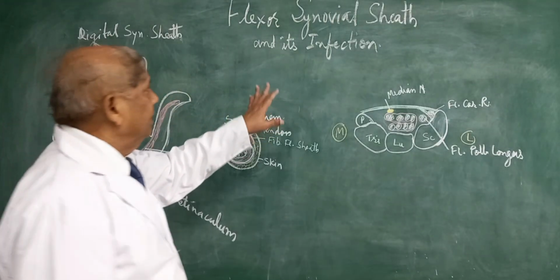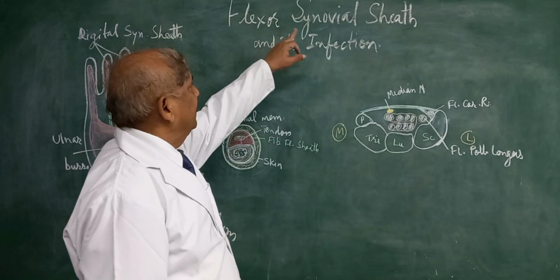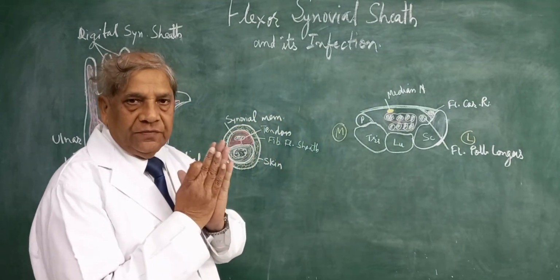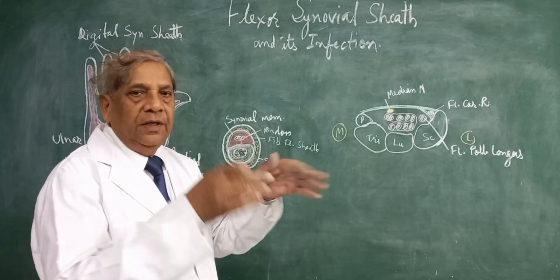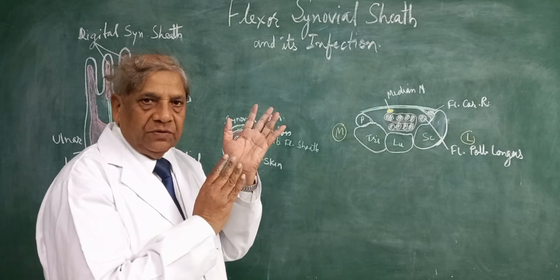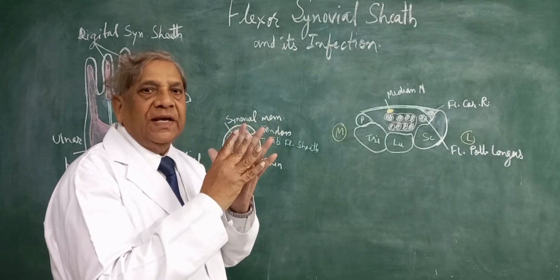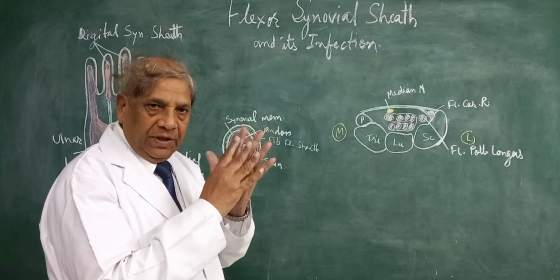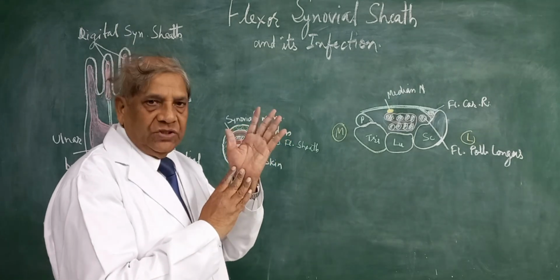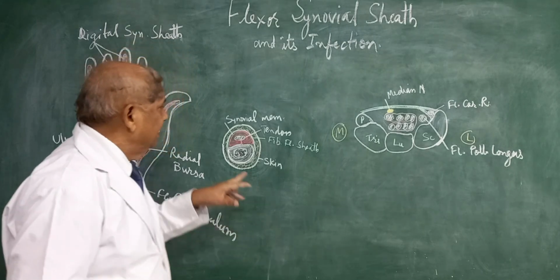This video is from the hand again, and here we will deal with the flexor synovial sheath of the hand. That means the synovial sheaths which surround the tendons in most of the osteofibrous tunnels, whether deep to the flexor retinaculum or deep to the fibrous flexor sheath in front of the fingers. So these tendons, when they are passing through the osteofibrous tunnel, are surrounded by the synovial membrane.